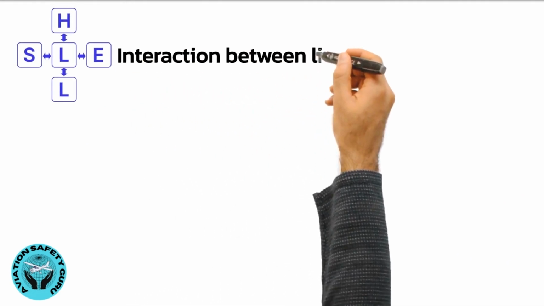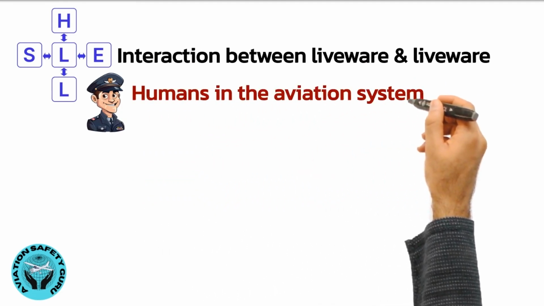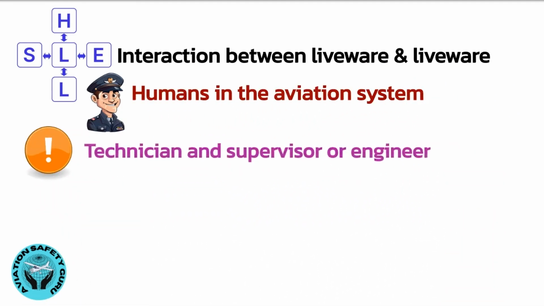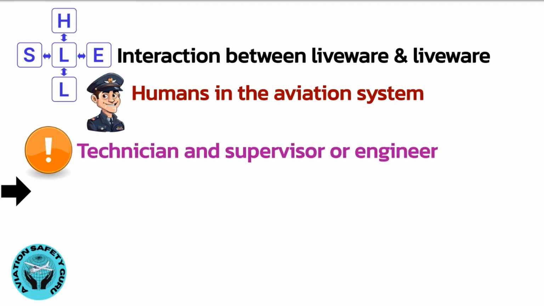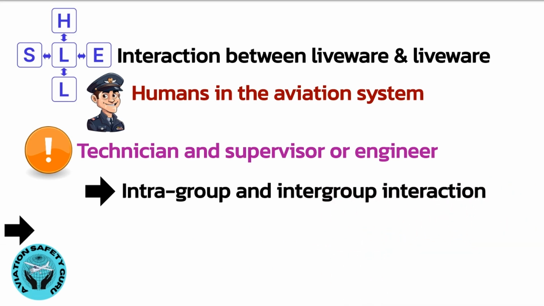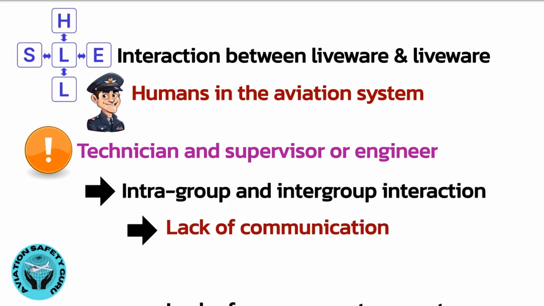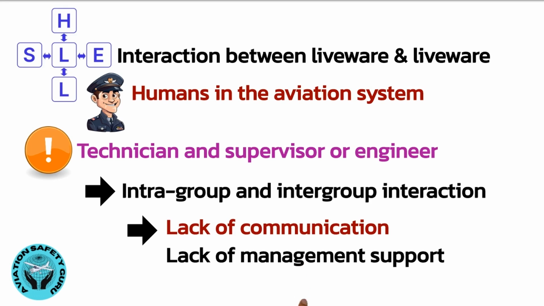Last is the interaction between liveware and liveware. It is the interaction between humans in the aviation system, like technician and supervisor or engineer. It also includes intra-group and inter-group interaction. In this, mismatches can occur due to lack of communication or lack of management support.